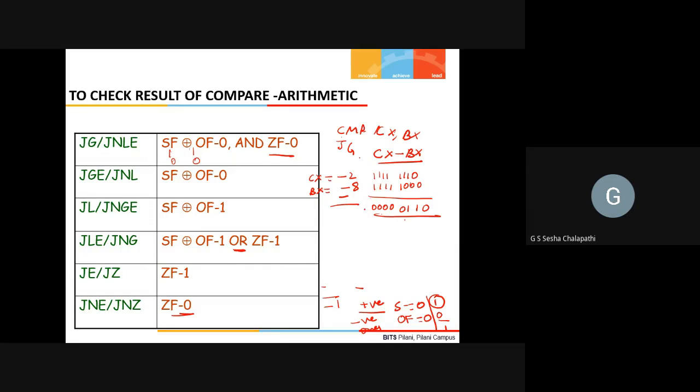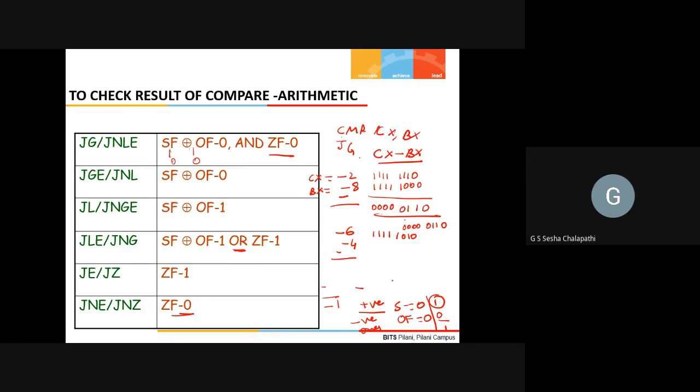If you take another example, let us say minus 6 and minus 4. If you subtract that, 6 will be what? 0110, 0000. The 2's complement representation of that will be 1001 plus 1, that will become 1010. So this will be minus 6. How much will be 4?